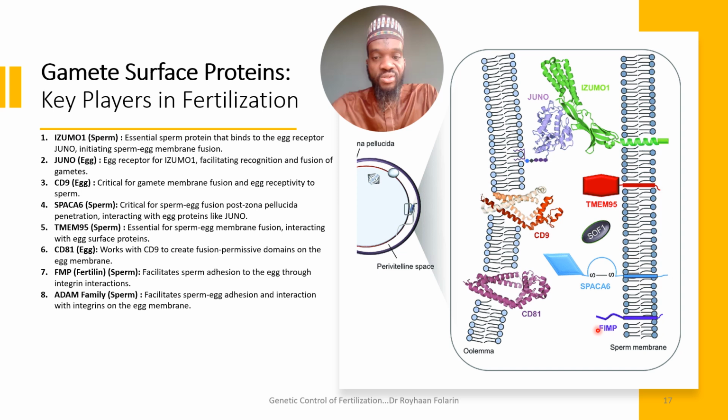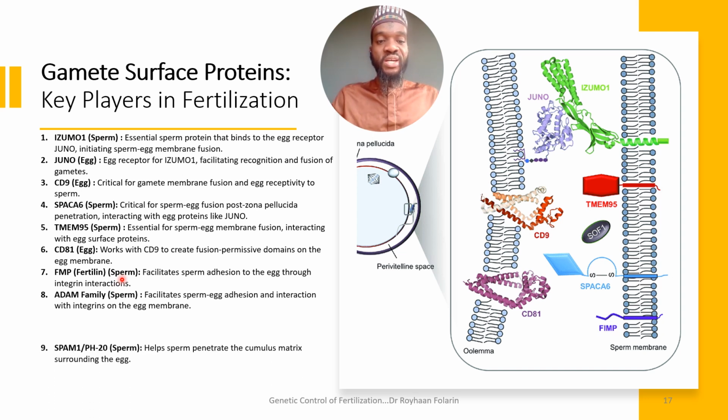family, so ADAM is created from A Disintegrin And Metalloprotease. It's named for their dual functions in disintegrin activity and metalloprotease activity. So it includes ADAM1 and ADAM2, which are known as fertilin. ADAM1 is known as fertilin alpha, while ADAM2 is known as fertilin beta.